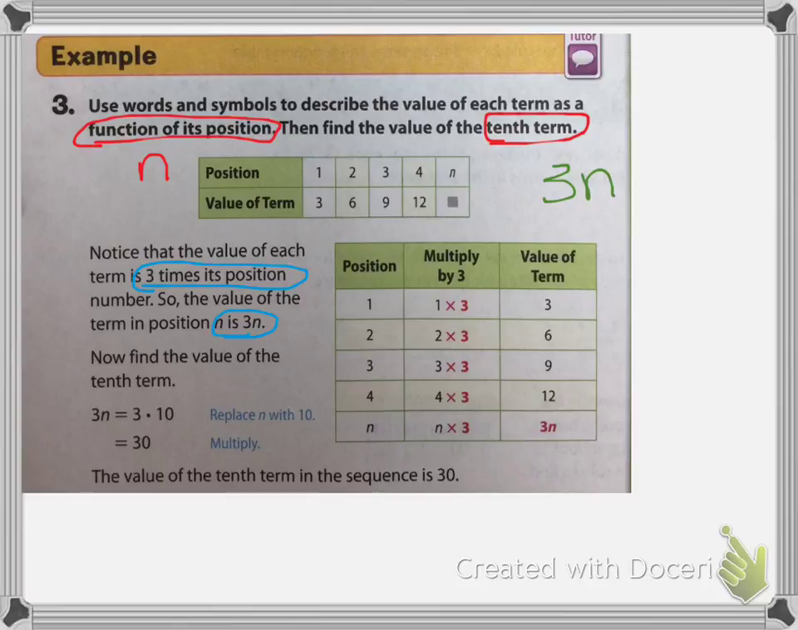So now it's saying, now find the value of the 10th term. So that means we're going to take the equation 3n, and we're going to plug it in. So we've got 3 times 10, and then that gives us the value of 30. So that's how we know that 30 is going to be in that 10th position, which is what they got right here. You can see on the table, I went ahead and put a 10 over the n, and I put 30 just below the 3n.